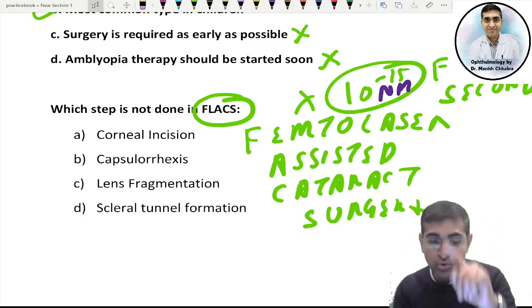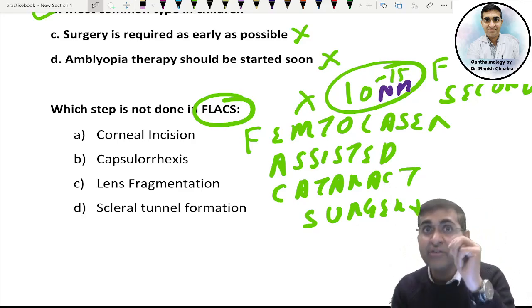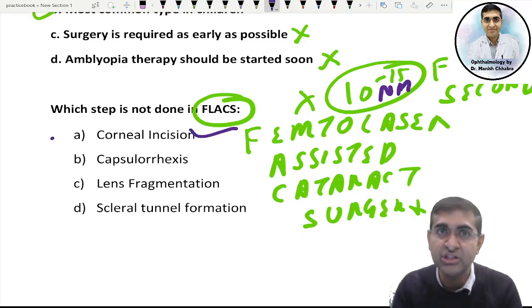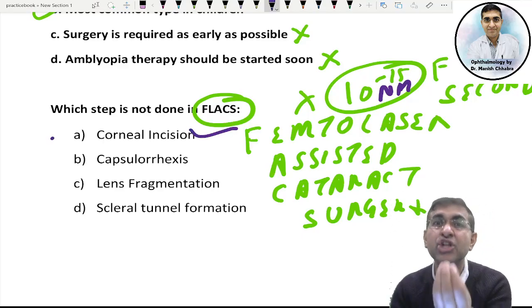So what are those 3 steps which are done in FLACS? So one is you give a main incision. So you give a main incision which is corneal incision. So the incision is pretty sharp and the edges are pretty smooth.